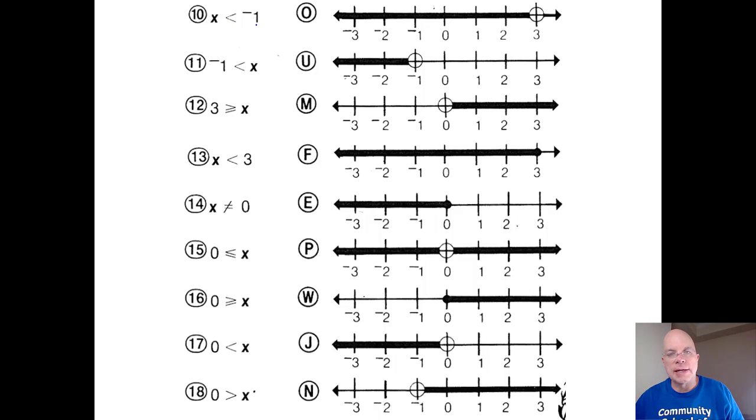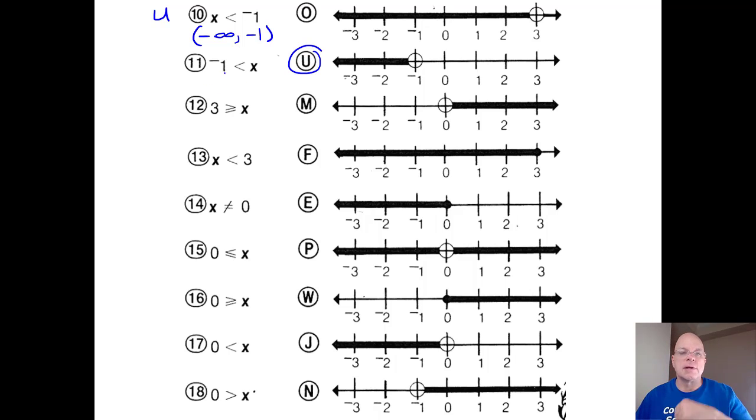Number 10, x is less than negative 1. But it can't equal negative 1, so that looks like u to me. The interval would start at negative infinity and go all the way to negative 1, but not include negative 1, so parentheses. Infinity always gets parentheses.